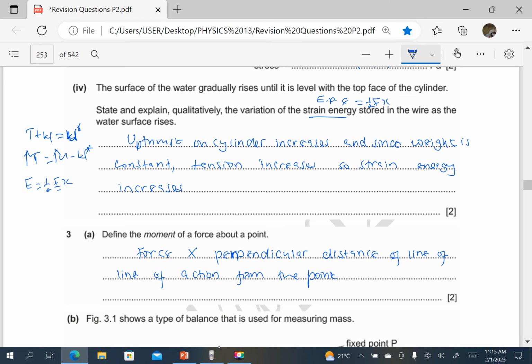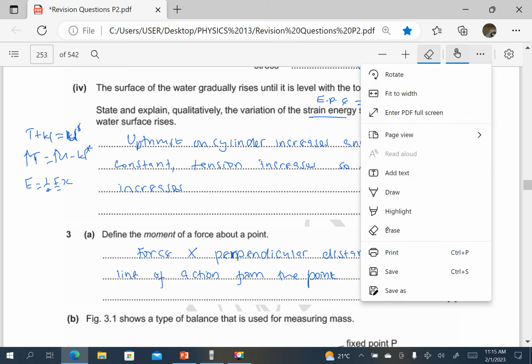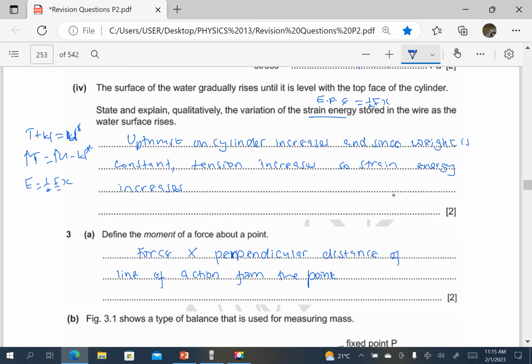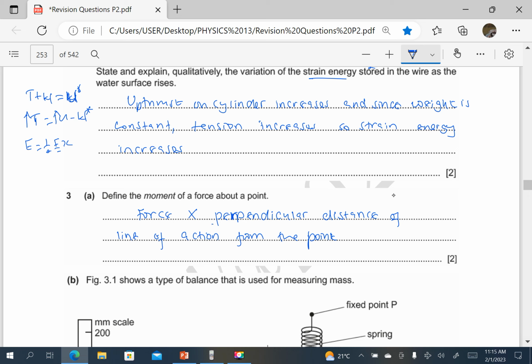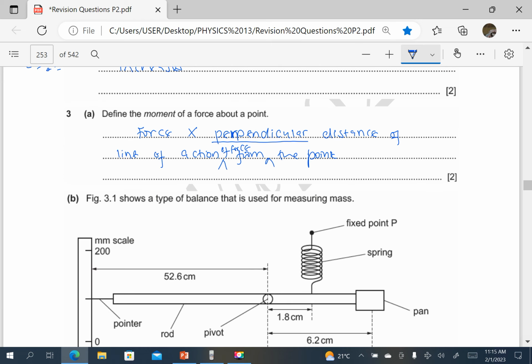That is, the perpendicular distance of the line of action from the point. That is what we call moment of a force. It is not just force times distance, not at all. It is force times perpendicular distance of the line of action of the force from the point that we are looking at.